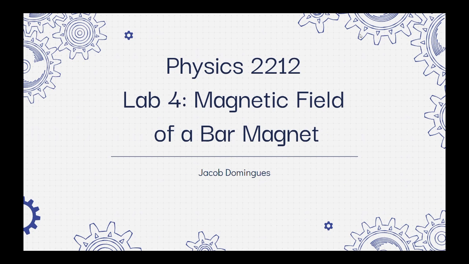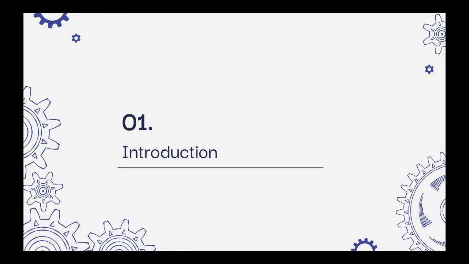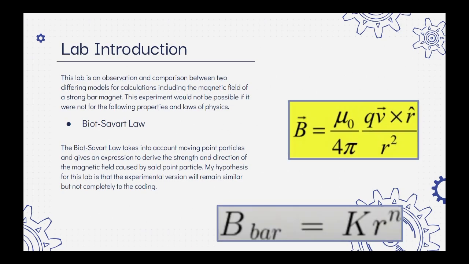Hello, my name is Domingues, and this is Lab 4, the magnetic field of a bar magnet. First of all, this lab is an observation and comparison between two differing models and calculations for the magnetic field of a strong bar magnet. This experiment would not be possible if not for the Biot-Savart law.